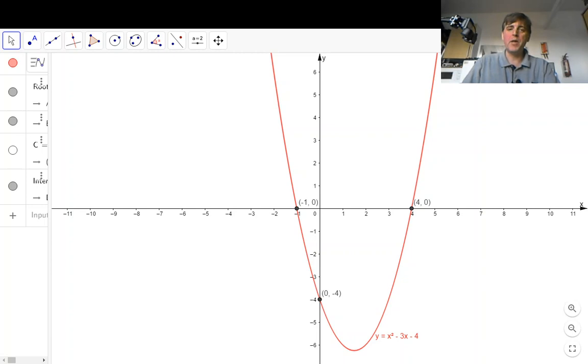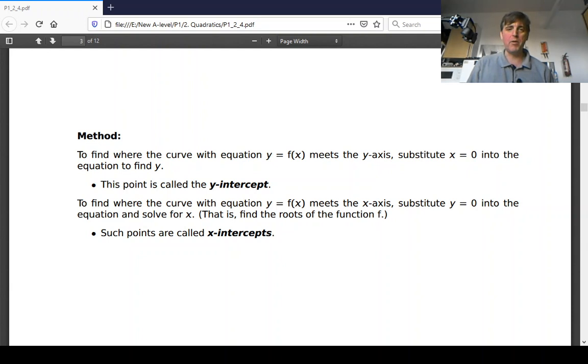And these are important points to know about whenever we're trying to sketch a graph. So sketching a graph doesn't mean accurately plotting it. It means drawing a quick picture which has the important features on it. And some of those important features might be where the graph touches the axes. Here are some definitions and some methods on the screen here. If we want to find where a curve meets the y-axis, we substitute x equals 0 into it and we find any y values there. That point is called the y-intercept. If we want to find where a curve touches the x-axis, we just substitute y equals 0 into the equation and we solve for x. Any points we find, the roots of that function, are called x-intercepts on our graph.